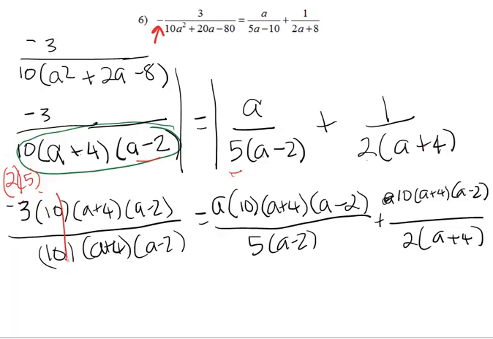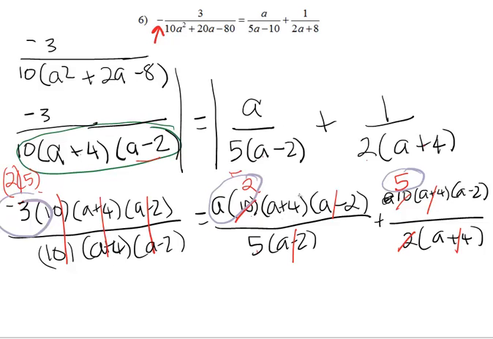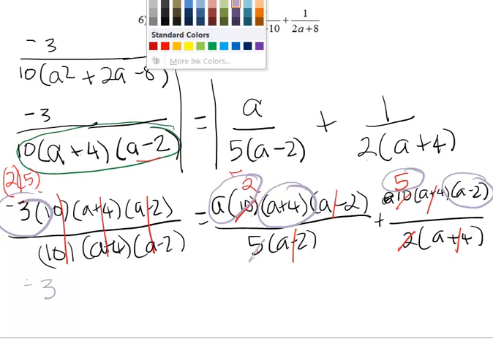3 has nothing, but I cancel that, that, and that, and that, and that, and that, and that, and 2 goes into 10 5 times, and 5 goes into 10 2 times. So that's going to leave me with, over here, -3, and I have 2a, and I have 5. Oops, I forgot about this guy too. So let's see, and look, I have nothing left in the denominators.